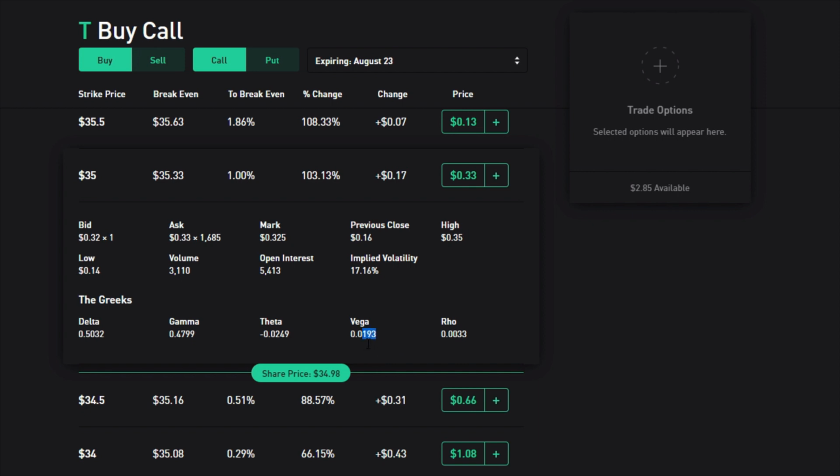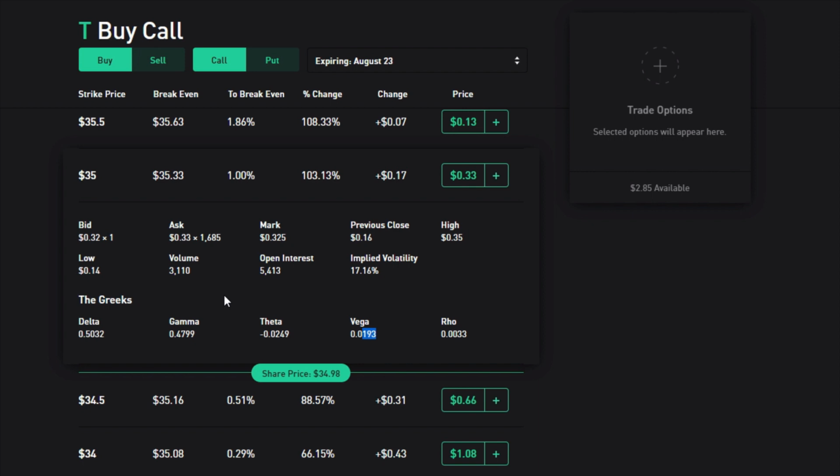And Vega is more or less the volatility. It's how sensitive an option might be to large swings in the underlying stock. So that is essentially a quick overview of what each of them are, and now we're going to get further into them and dig a little bit deeper.